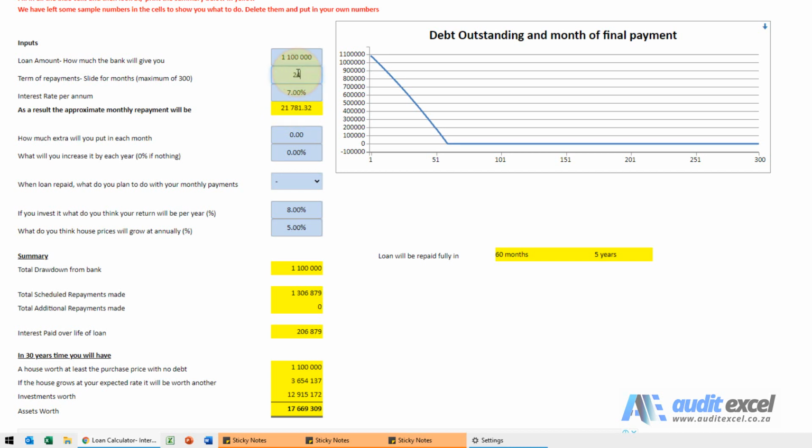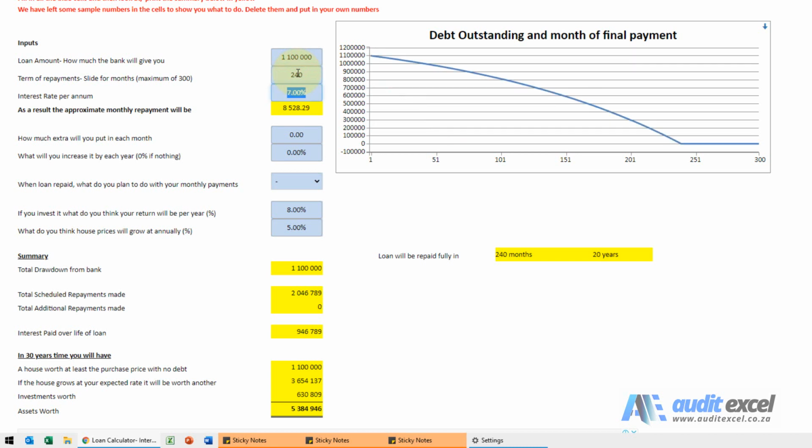So let's just go back to a home loan. So if something that's sitting at 7%, you can see you need to pay 8,500. If it goes up to, let's put 7.50, you'll see that's gone up to 8,800. So you can see the impact of interest rate increases or decreases on the monthly amount.